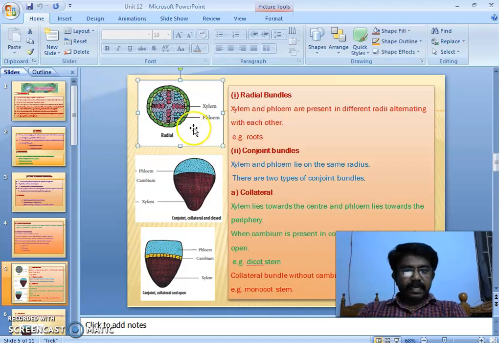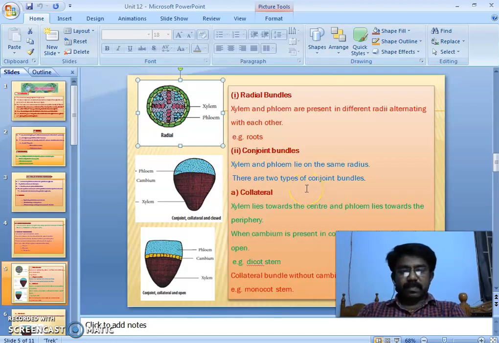The radial diagram contains xylem, the red line called xylem, and here phloem is present. In radial bundles, xylem and phloem are present on different radii, alternating with each other. Example, root. Second one is conjoint bundles. In conjoint bundles, xylem and phloem lie on the same radius.